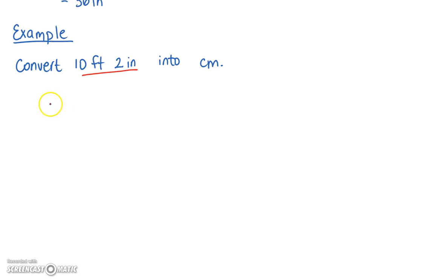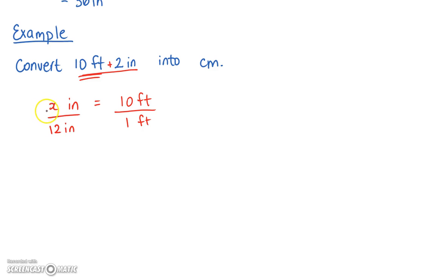So I want to figure out how many inches is going to be equivalent to my 10 feet. So I'm just going to worry about my 10 feet right now, and then I'll add on my 2 inches at the end. So 10 feet is how many inches? Well, we do have a unit conversion for feet to inches. We know that 1 foot is 12 inches. So 1 foot, 12 inches.